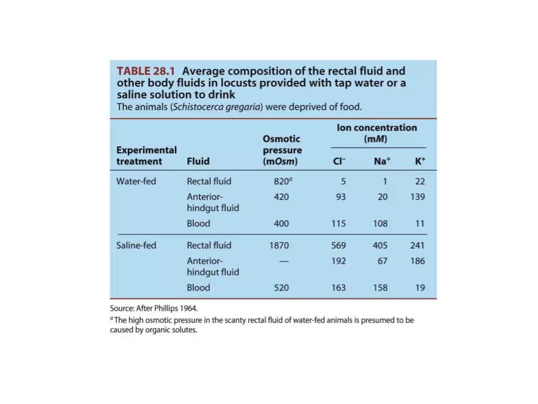If you look at this slide here, you can see that salts are being dragged out into the rectum. So we've fed locusts saline or fed them water, and if we look at the osmotic pressure in the rectal fluid, so basically the solute concentration, we can see when we give them saline, that solute concentration goes up massively. The blood has gone up a little bit, the osmotic pressure, but not that much at all. So these are very efficient. This is a very efficient way of excreting waste metabolites and unwanted products.